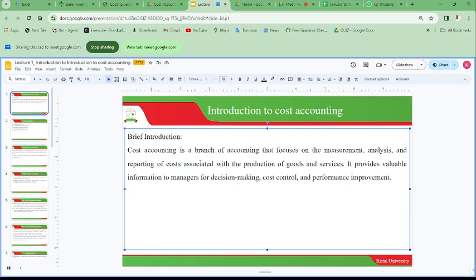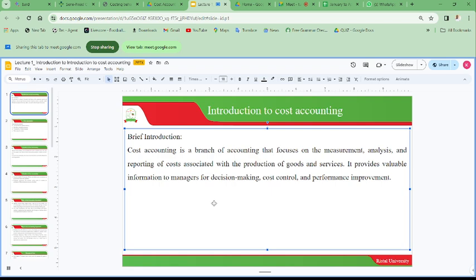When we talk about cost accounting, what does it mean? Cost accounting is a branch of accounting that focuses on the measurement, analysis, and reporting of costs associated with the production of goods and services. It provides valuable information to managers for decision making, cost control, and performance improvement.